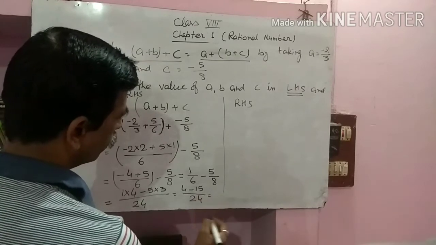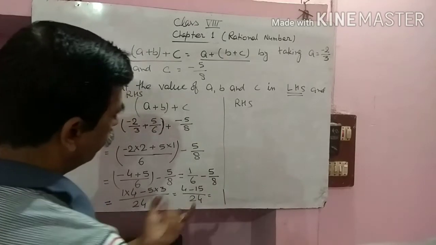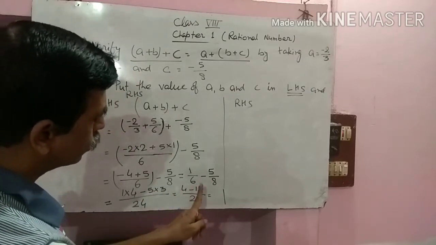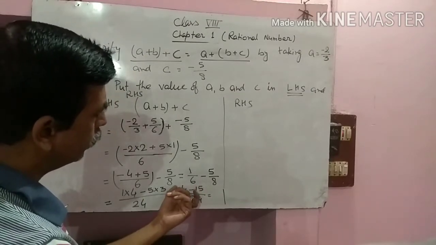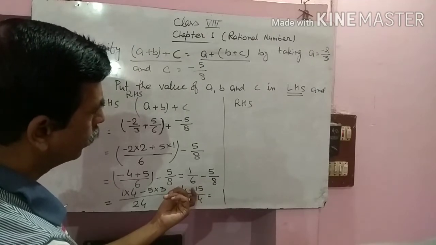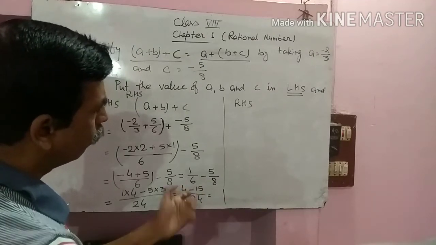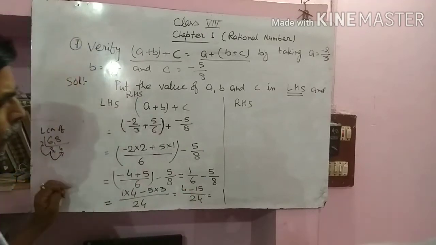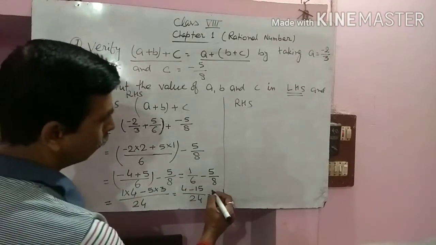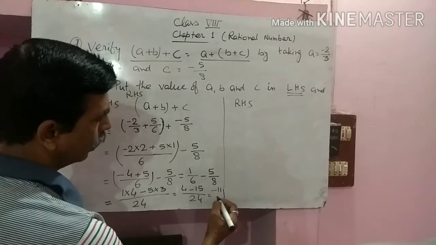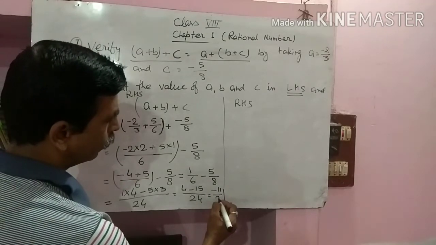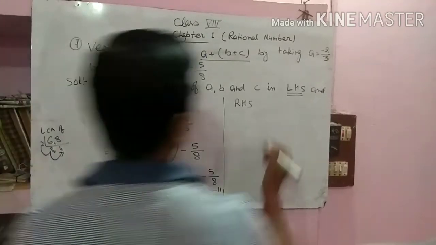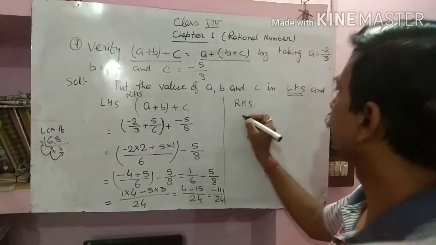So there are two different values, one positive and another negative. If the sign is different, we have to subtract the smaller value from the bigger one. So 4 is going to be subtracted from minus 15. So it becomes minus 11 by 24. Okay.